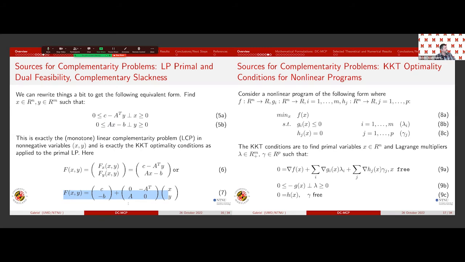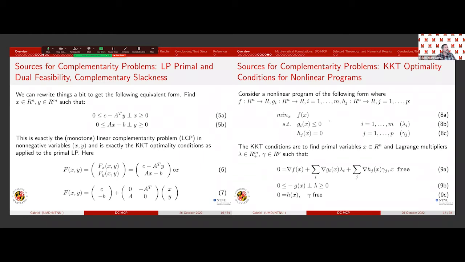So the matrix here is what's called bisymmetric. It equals its negative transpose, and that's always positive semi-definite, so you can do interesting things with that. But anyway, linear programs, as a special case, are an example of a complementarity problem. So if you had 2 or 3 of these LPs together, the concatenation of them is also a complementarity problem.